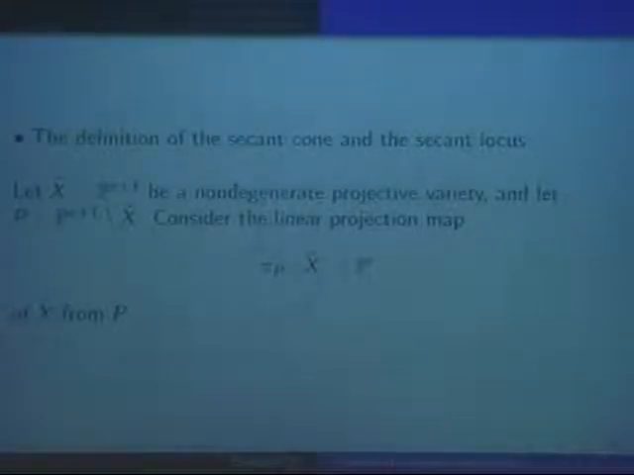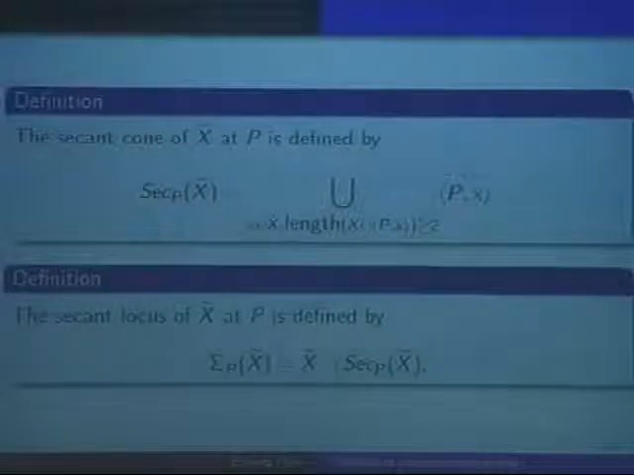And to study the linear projection, I first define the second cone and the second locus. Here I consider an arbitrary non-degenerate variety X tilde and a point P outside of X tilde. Then the second cone and the second locus are defined as follows. First, the second cone is the union of all lines passing through P such that the line meets X at most at 2 points.